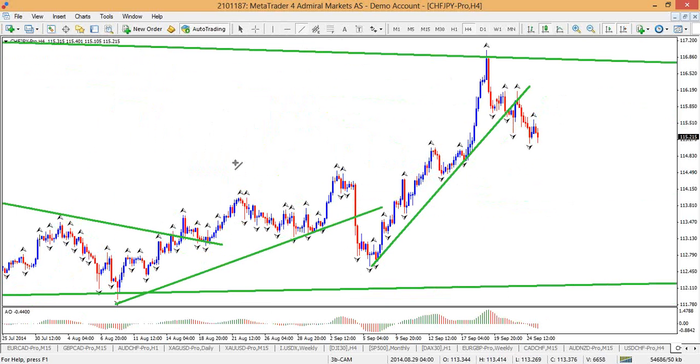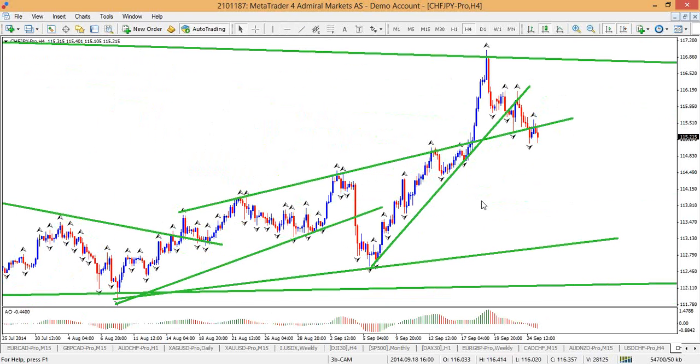Here's a trend line. Let's see, right there. Good number of hits. And what else can we draw? New trend line connecting these bottoms. Guess that's about it. Let's take a look at the hourly.